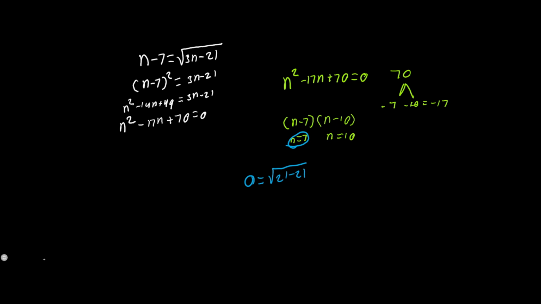Now let's go ahead and verify 10. Here we have 3, since 10 minus 7 is 3, is equal to the square root of 30 minus 21, which is the same thing as the square root of 9. And the square root of 9 is, in fact, equal to 3, so we end up getting that n is equal to 10 is also a solution. So we do end up getting 2 solutions.